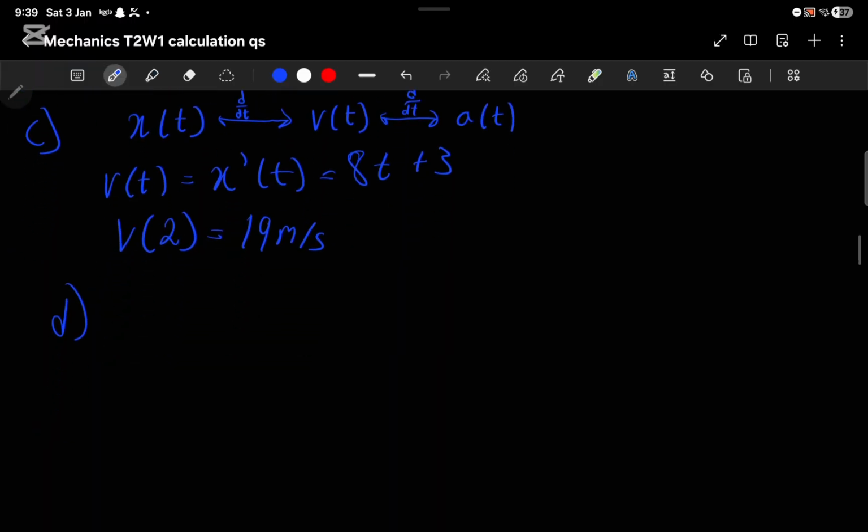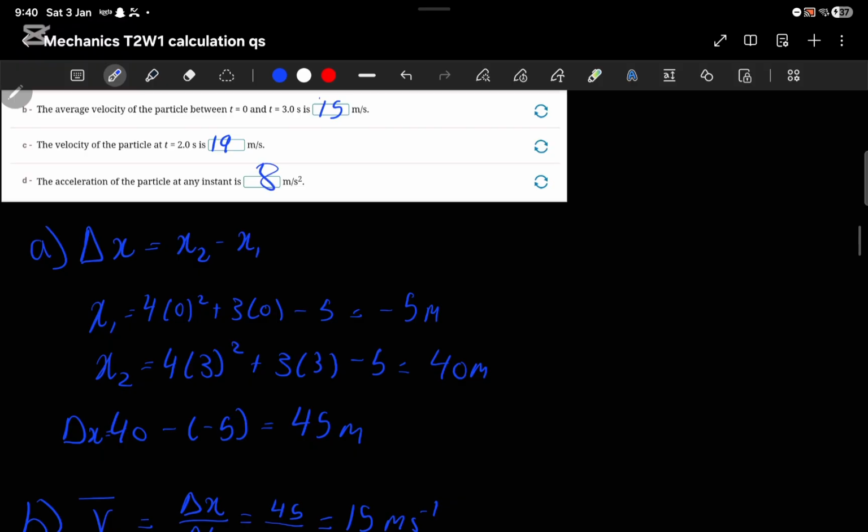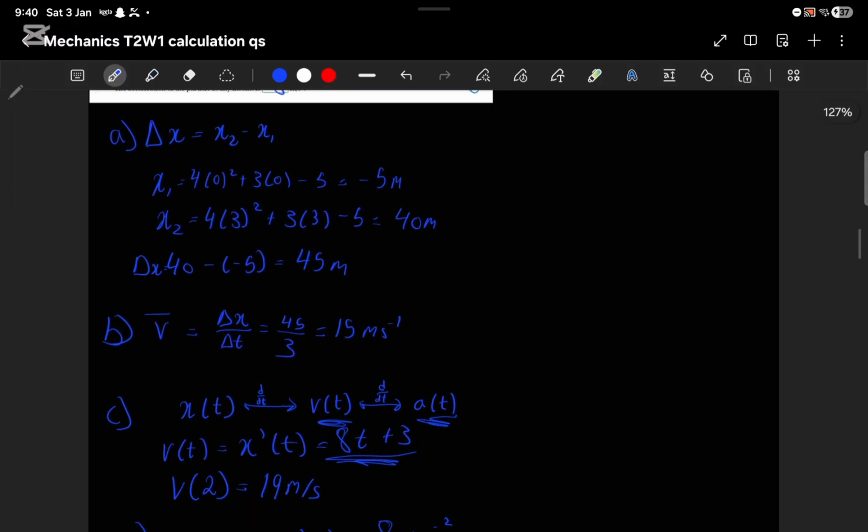They're asking for the acceleration at any time. Why are they saying any time? Remember, to find the acceleration, you differentiate the velocity. So a of t is equal to v prime of t. So differentiate 8t plus 3. 8t plus 3, this is just a constant 8. So at any instant in time, at any time, your acceleration is 8 meters per second squared. At any time. Because why? It's constant. It's just 8.